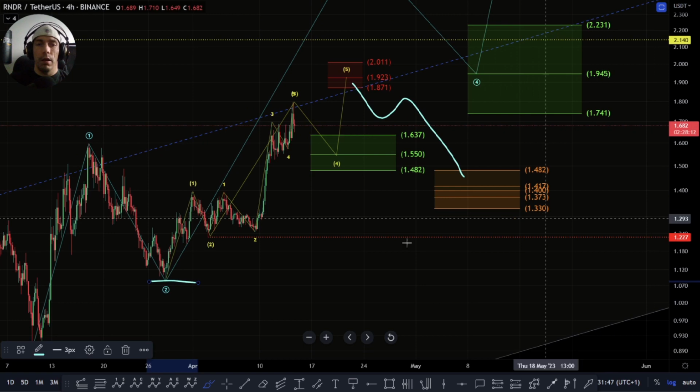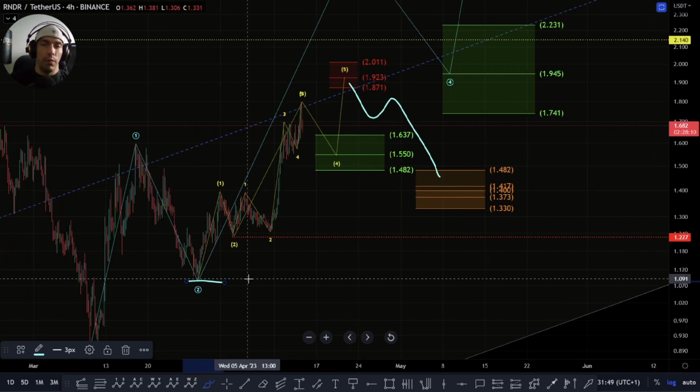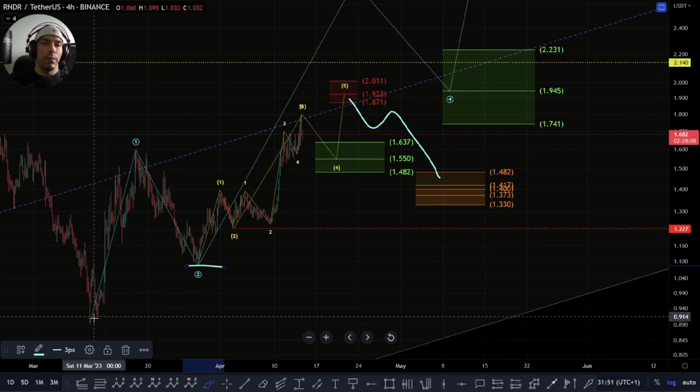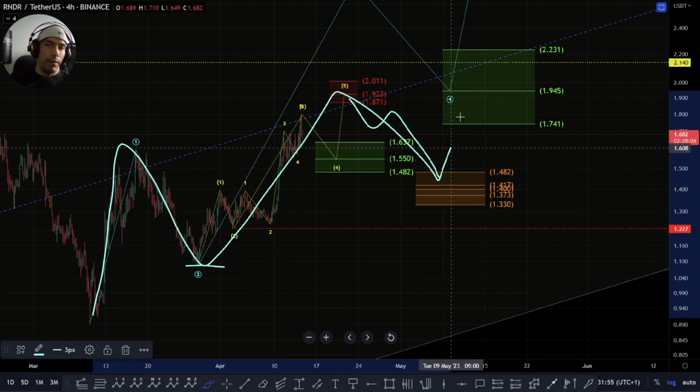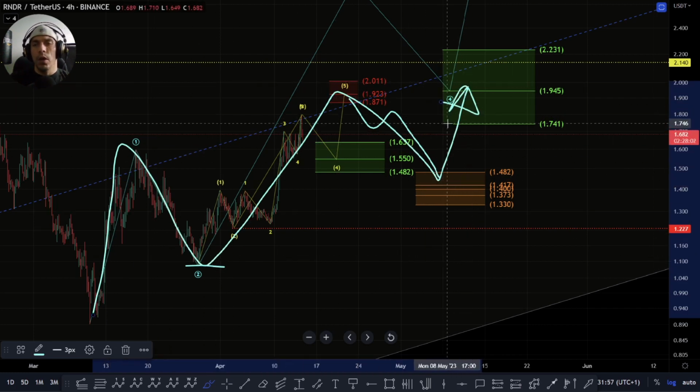If we maintain that low and we just get a three-wave move back to the downside, potentially what we can be setting up for is another 1, 2, 1, 2, and then this thing starts to really move. So this is what we need to be on the lookout for.